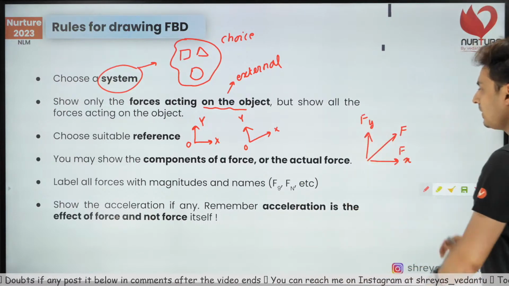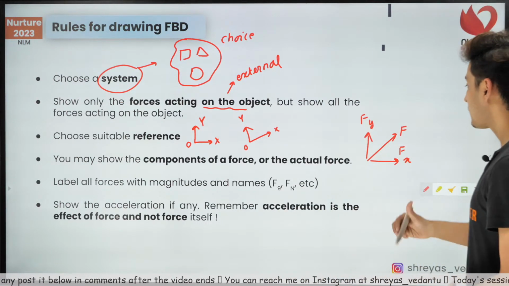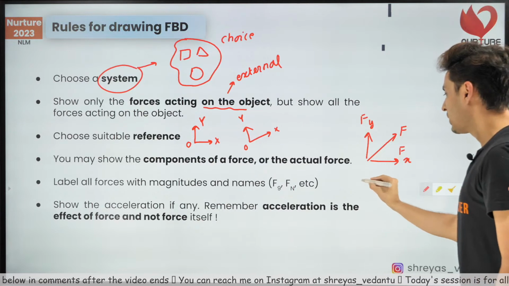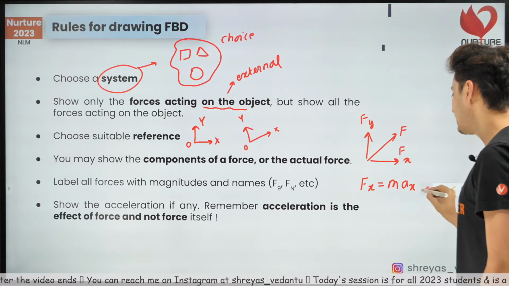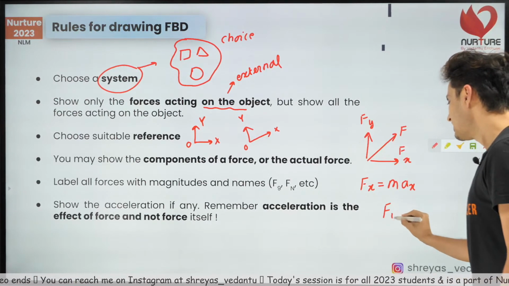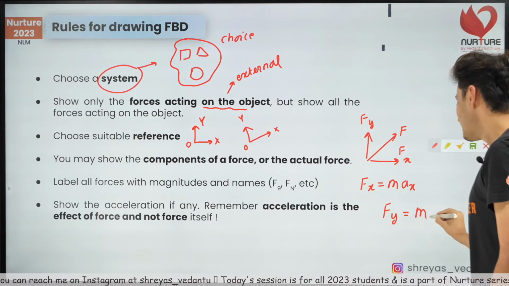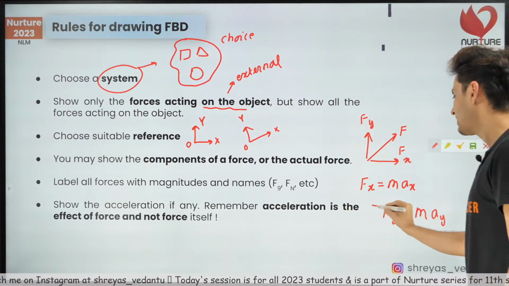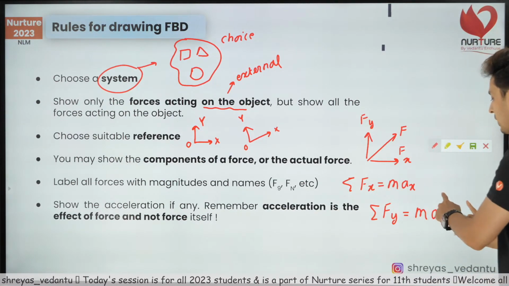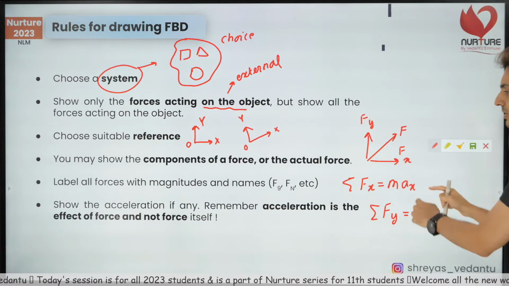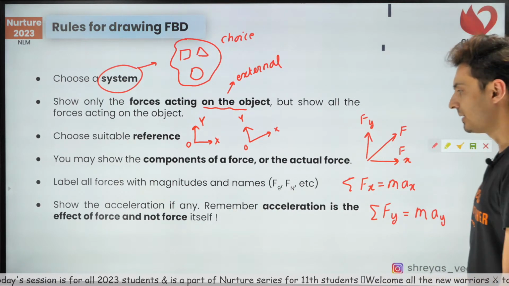So when you resolve all these forces like these, it becomes easy to solve, because the forces in the x-axis will be mass into acceleration in the x-axis, and the forces in the y-axis will be mass into acceleration on the y-axis. So this is the total force on the LHS. On the RHS, you have the components of the accelerations accordingly.